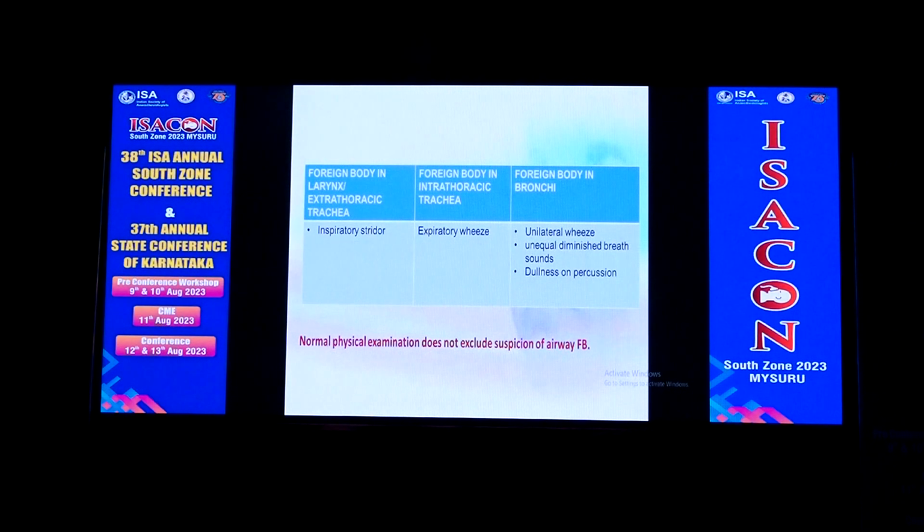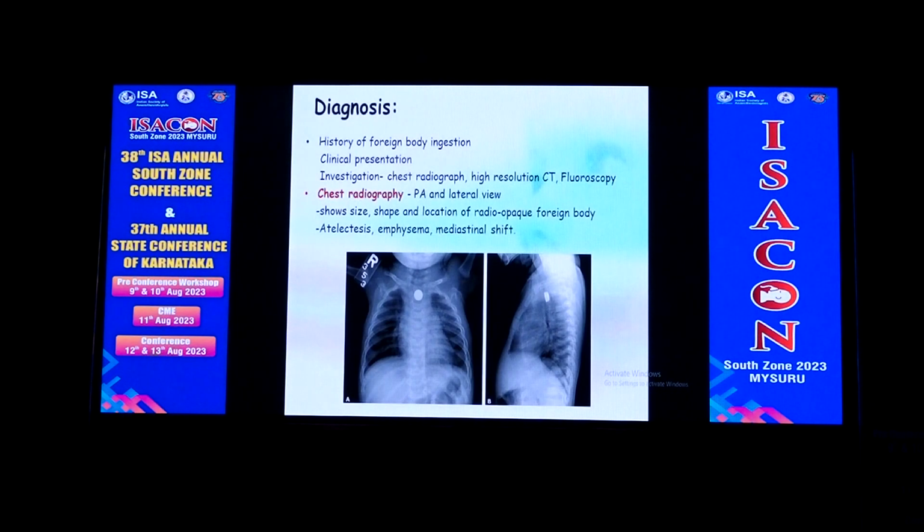It is very, very important to note that a normal physical examination does not exclude suspicion of an airway foreign body. The diagnosis is based on the history of foreign body aspiration, the clinical presentation, and the investigations.